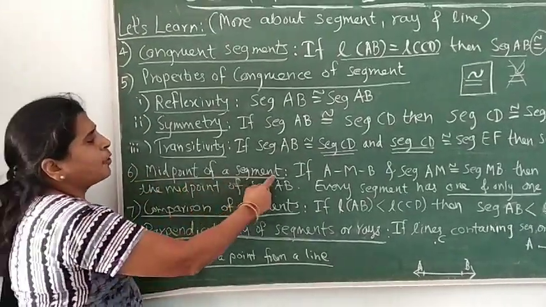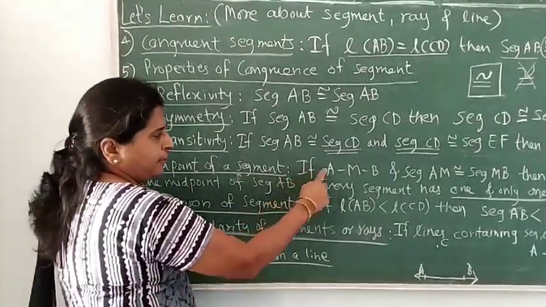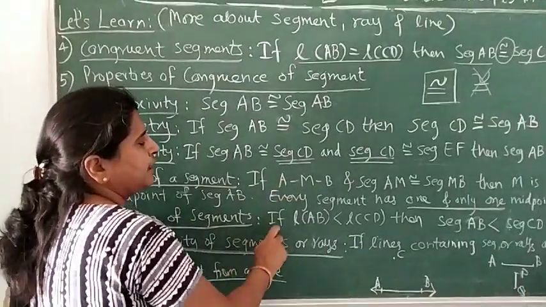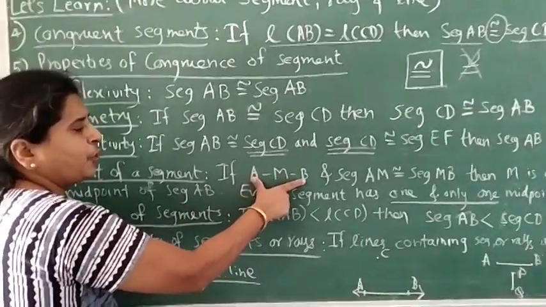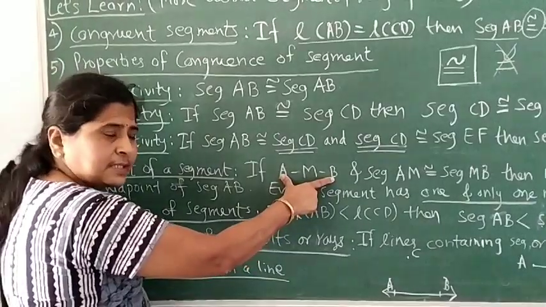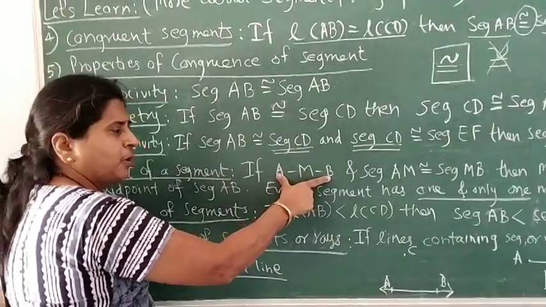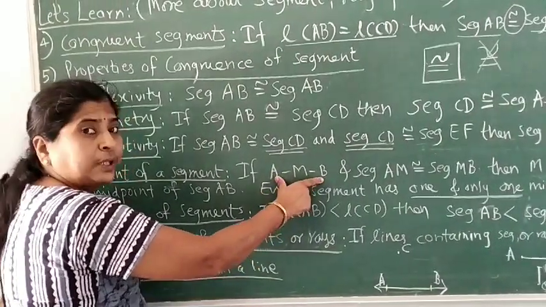Then what is the midpoint of a segment? If A-M-B, it means point M is between points A and B. This is the betweenness concept. We have learned it before. These are three distinct points, collinear points.